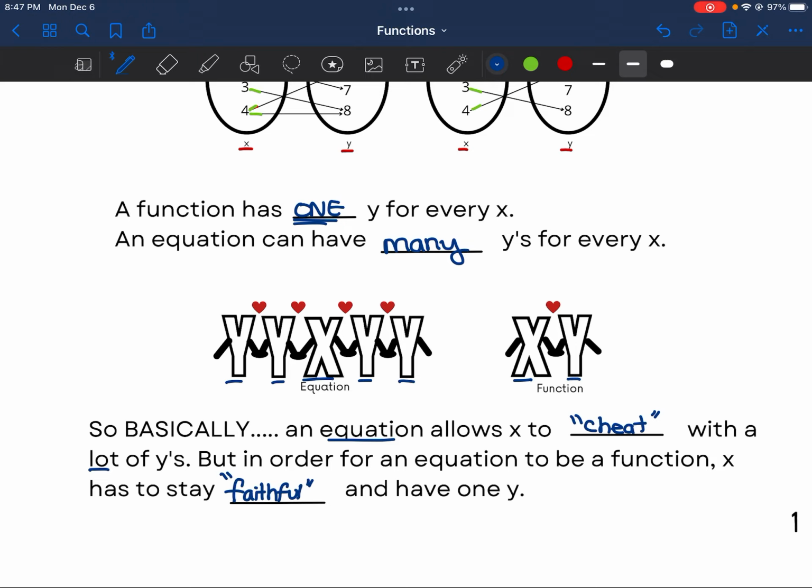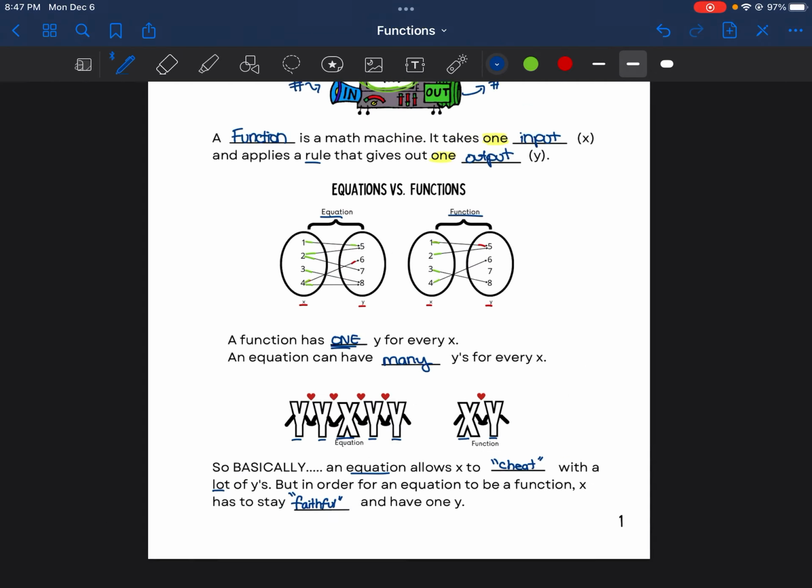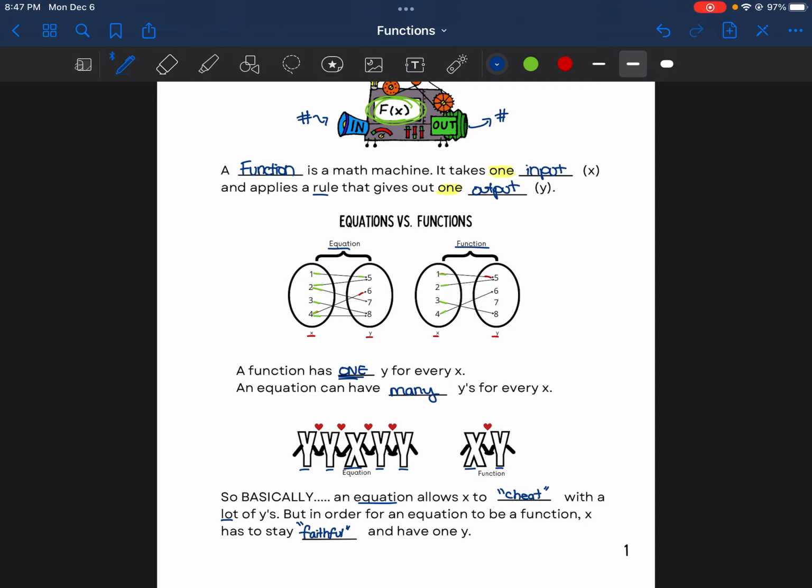Let's note that we do not care about the y's. The y's can have a lot of x's. We do not care about them. We are not in y's business. We only care about the x. X cannot be a cheater. He has to have only one true y for it to be a function. Function faithful.